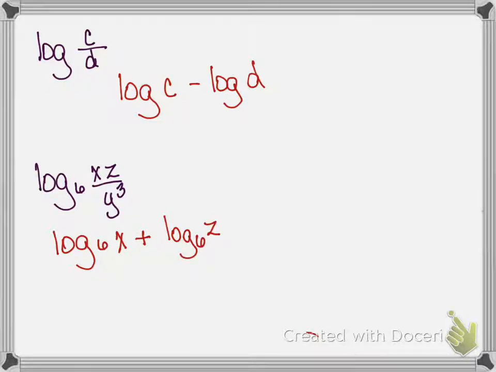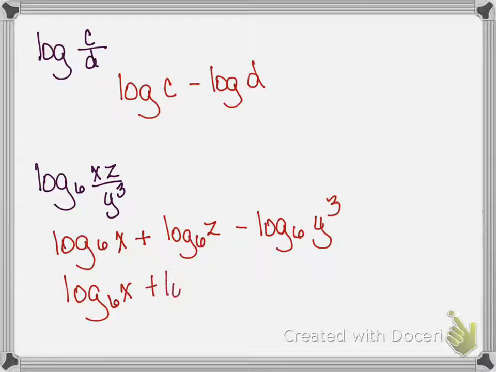Now, what am I doing with the y to the third? I'm dividing, so what do I do with this separate log? Subtract. So I have log base 6 of y to the third. Now I'm not done. Why am I not done? Good, that 3 goes in the front. So I have log base 6 of x plus log base 6 of z minus 3 log base 6 of y.